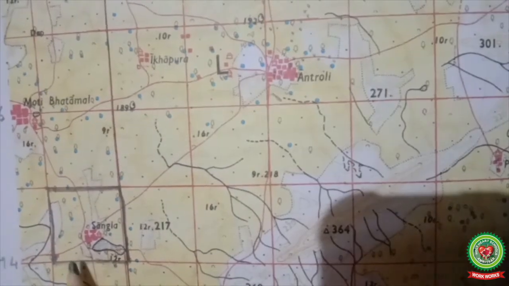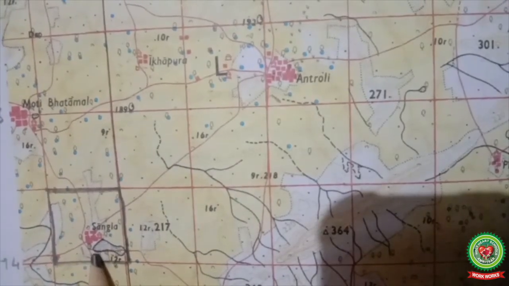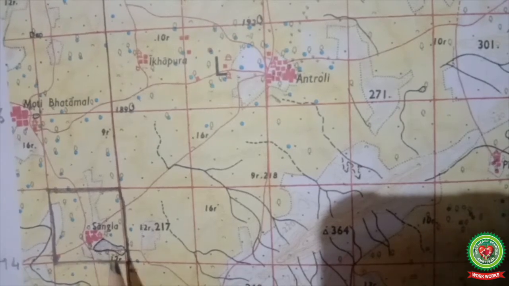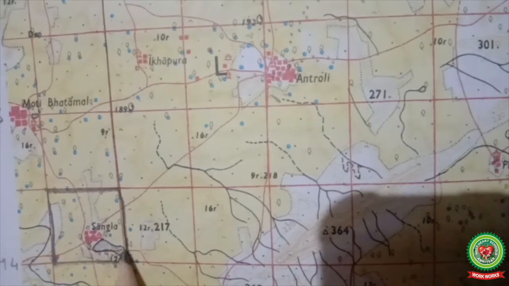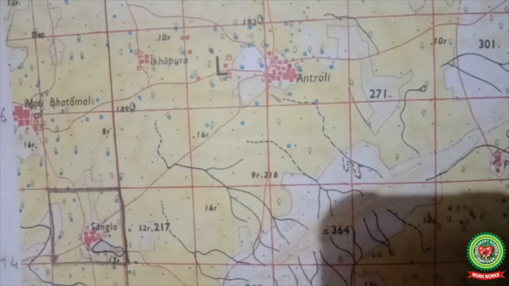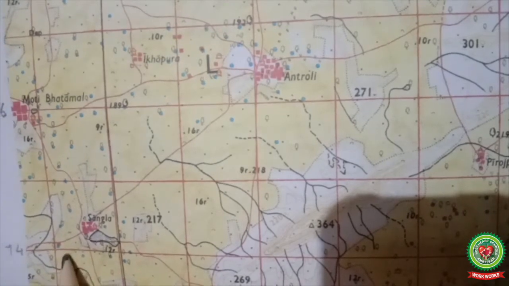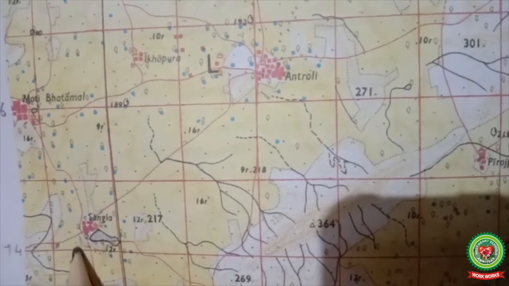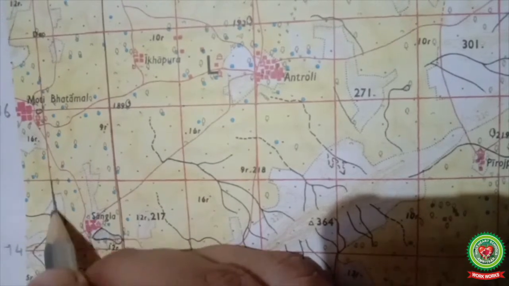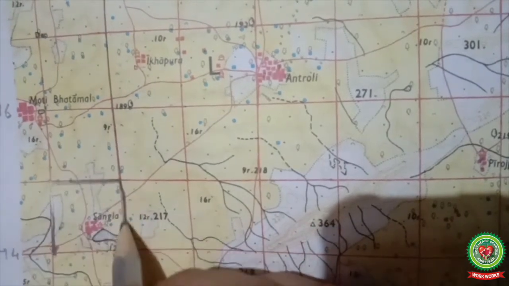Now another important natural feature in this grid is a dry tank, indicated by a black circle speckled inside. So in this way, now we have found the man-made and natural features in grid 9274.